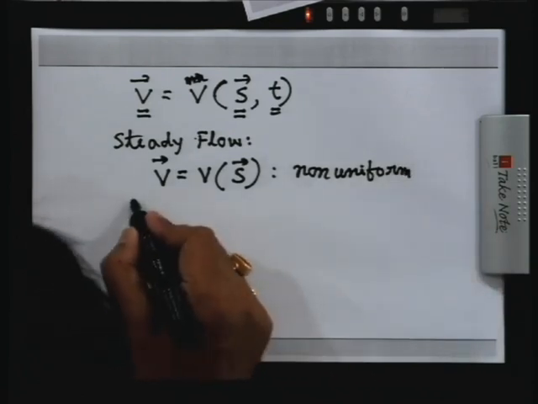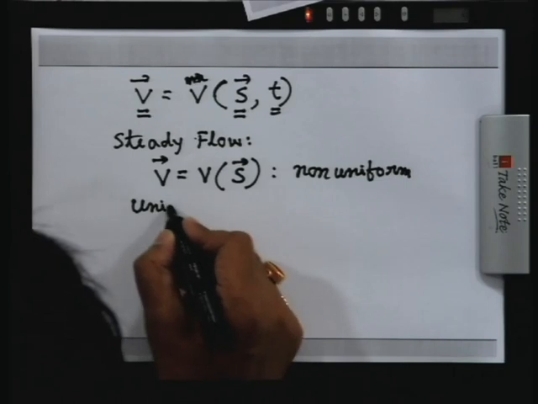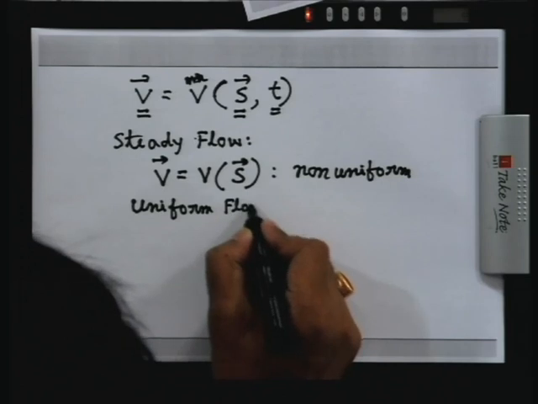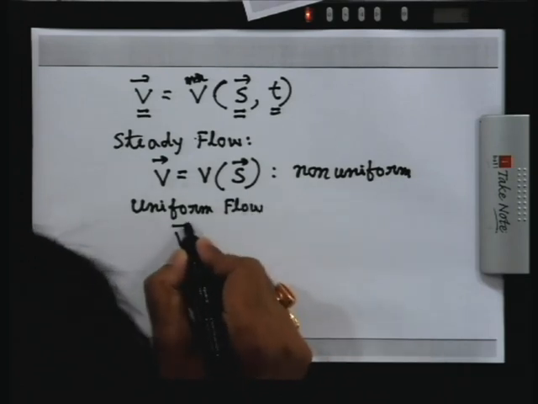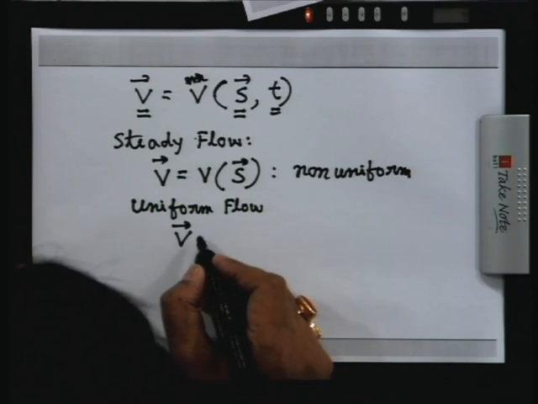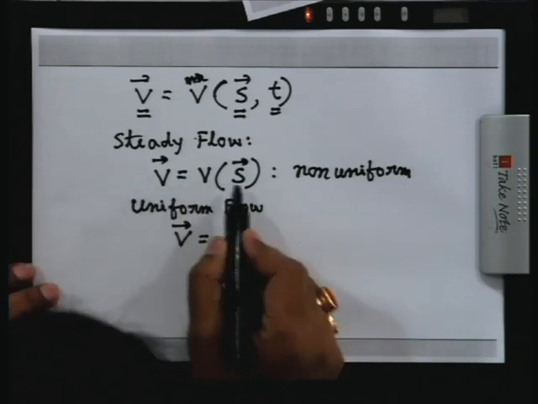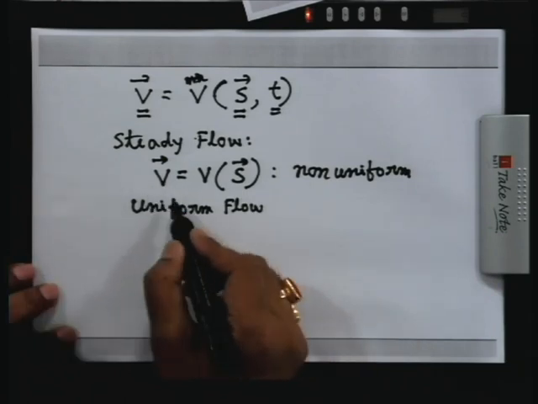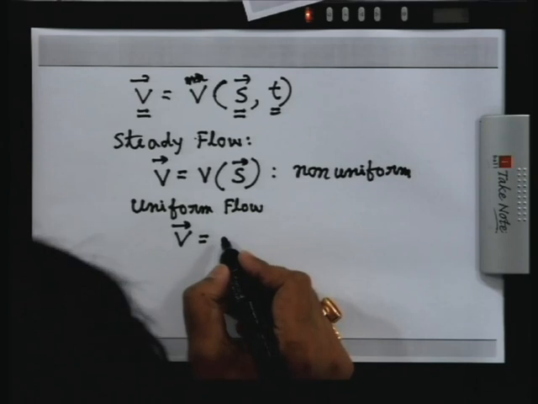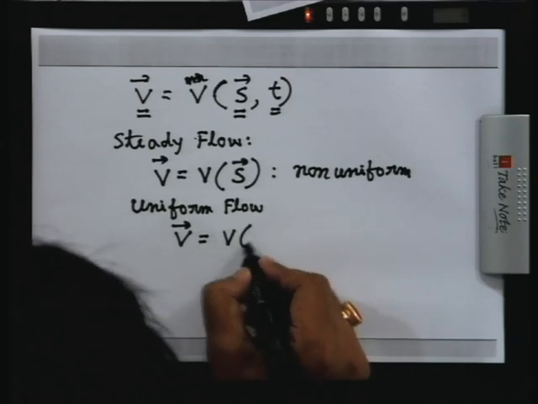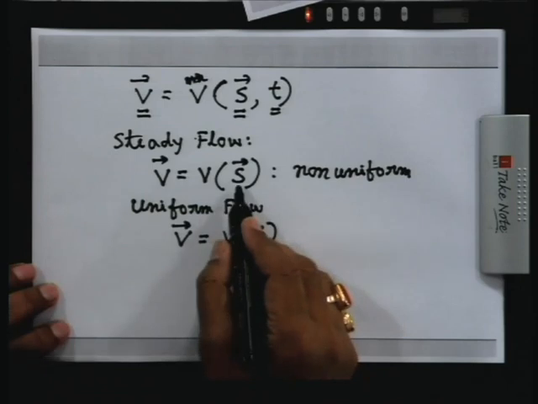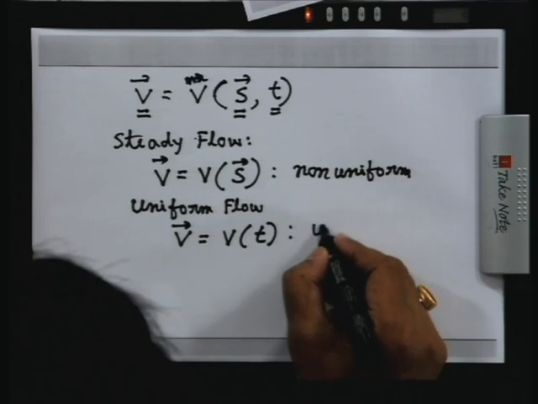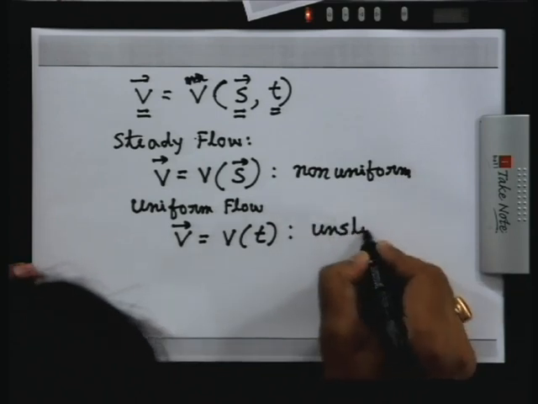Similarly, a uniform flow is a flow which will not be a function of space coordinate. The value will be the same, and if it is so, the acceleration also will not be a function of space. I am not writing it again because it will be found by differentiating the velocity. So, only I am writing the velocity. So, this will be a function of time only. That means it ceases to be a function of space coordinate, and this is known as uniform flow, but this is unsteady because it is a function of time.